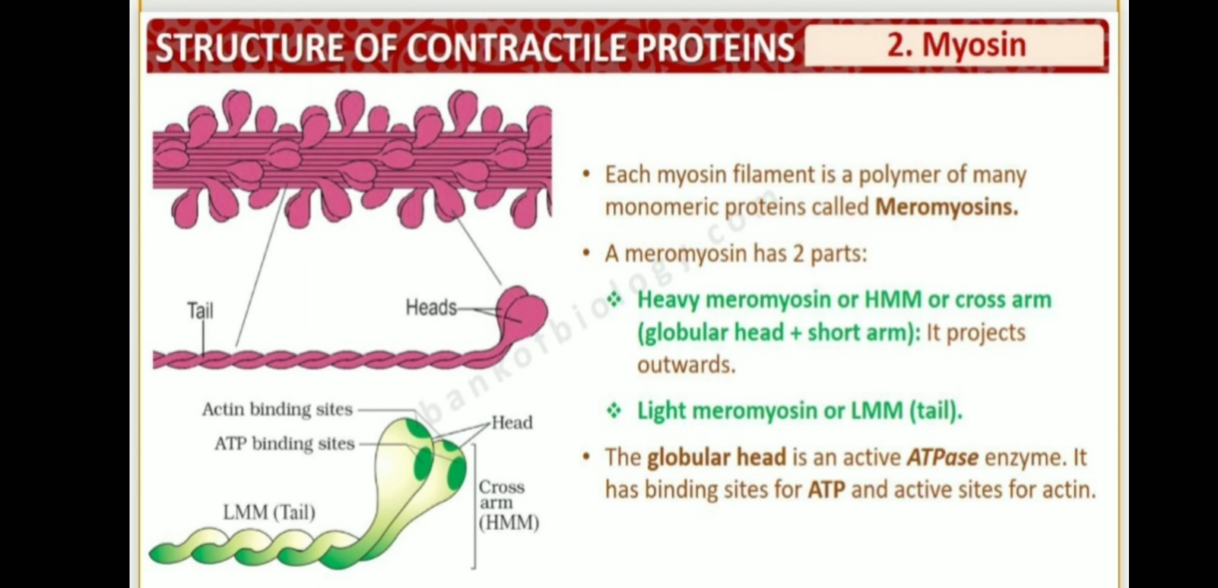Now, let's study the structure of another contractile protein, that is myosin. Each myosin filament is a polymer of many monomeric proteins called meromyosins. A meromyosin has 2 parts: heavy meromyosin or HMM or cross arm, that is globular head plus short arm, which projects outwards, and light meromyosin or LMM, that is the tail. The globular head is an active ATPase enzyme. It has binding sites for ATP and active sites for actin.